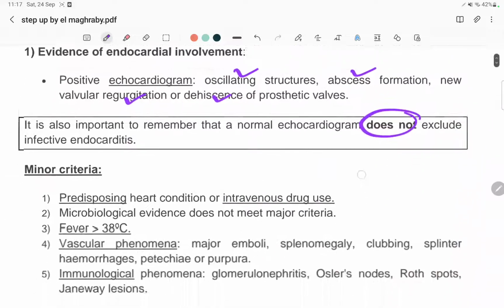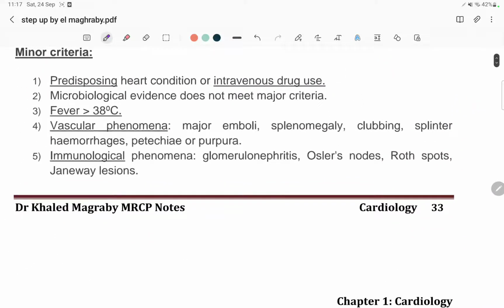But now, what are the minor criteria? Predisposing heart condition or IV drug use. Microbiological evidence that does not meet major criteria. Fever. Vascular phenomena like major emboli, splenomegaly, clubbing, splinter haemorrhages, petechiae, purpura. Immunological phenomena like glomerulonephritis, Osler's nodes, Roth spots, and Janeway lesions. This is vascular, this is immunological.